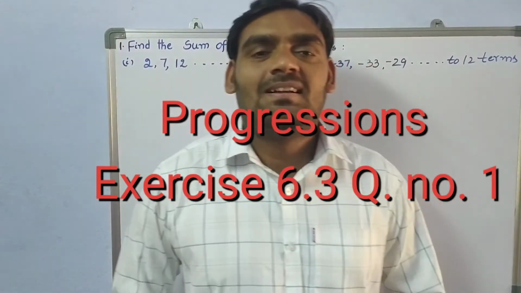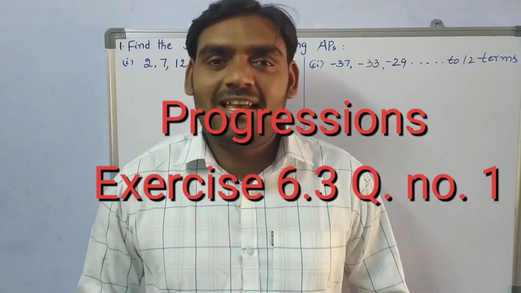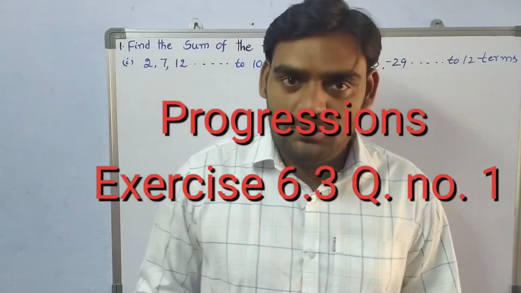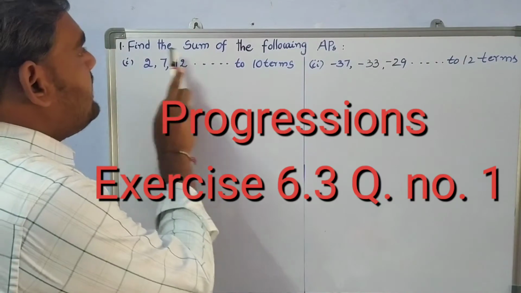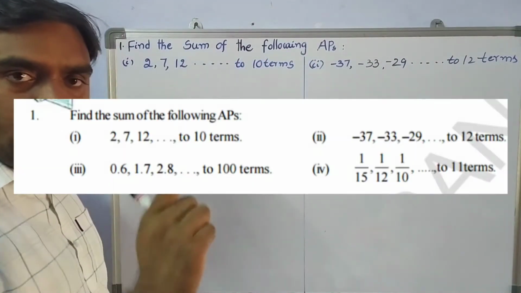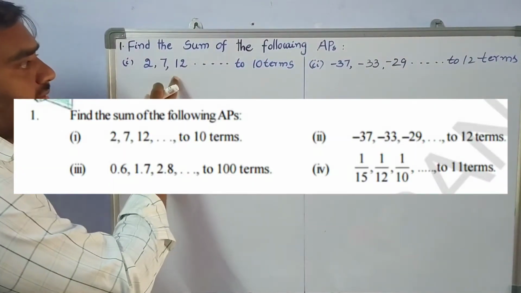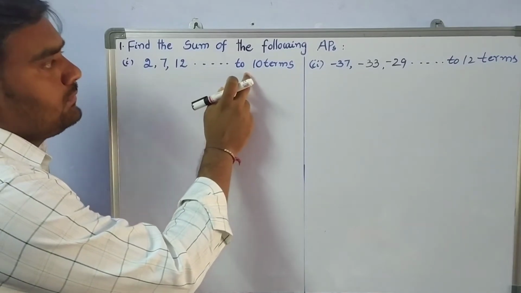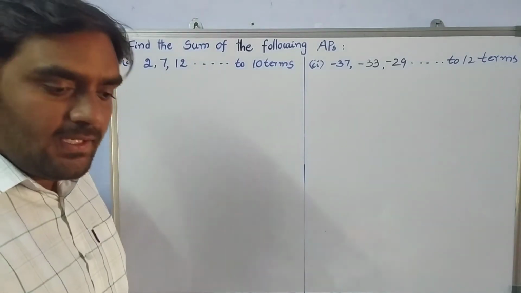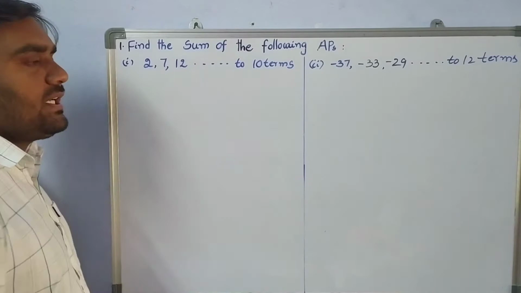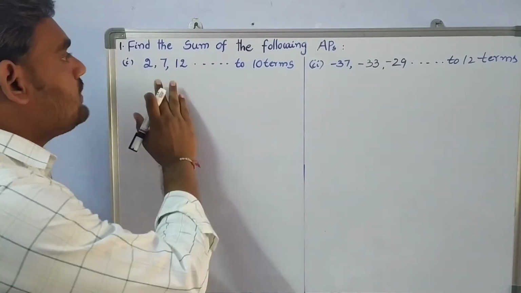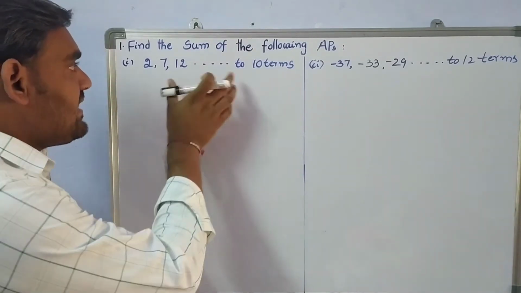Hi, this is Rajesh. Today we are going to do progressions, exercise 6.3, the first problem. That is, find the sum of the following APs. In that first problem, 2, 7, 12 and so on, 10 terms. In this arithmetic progression, we have to add all the 10 terms which are present.